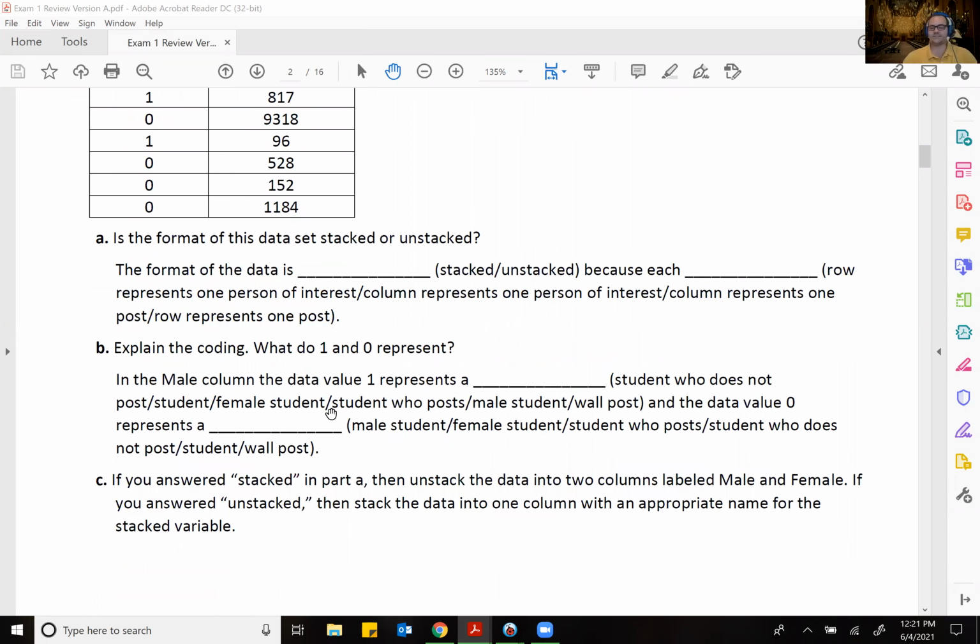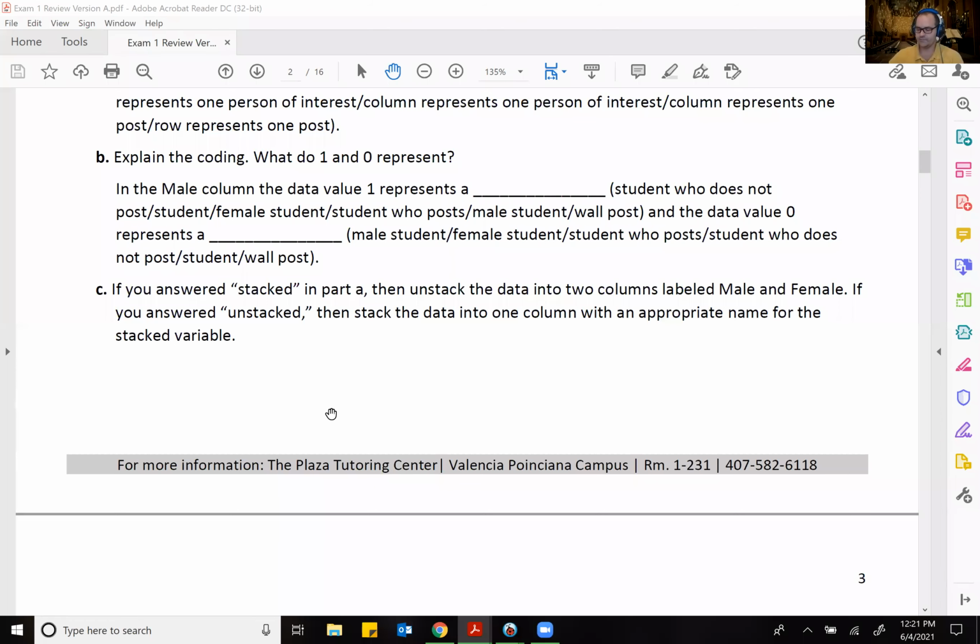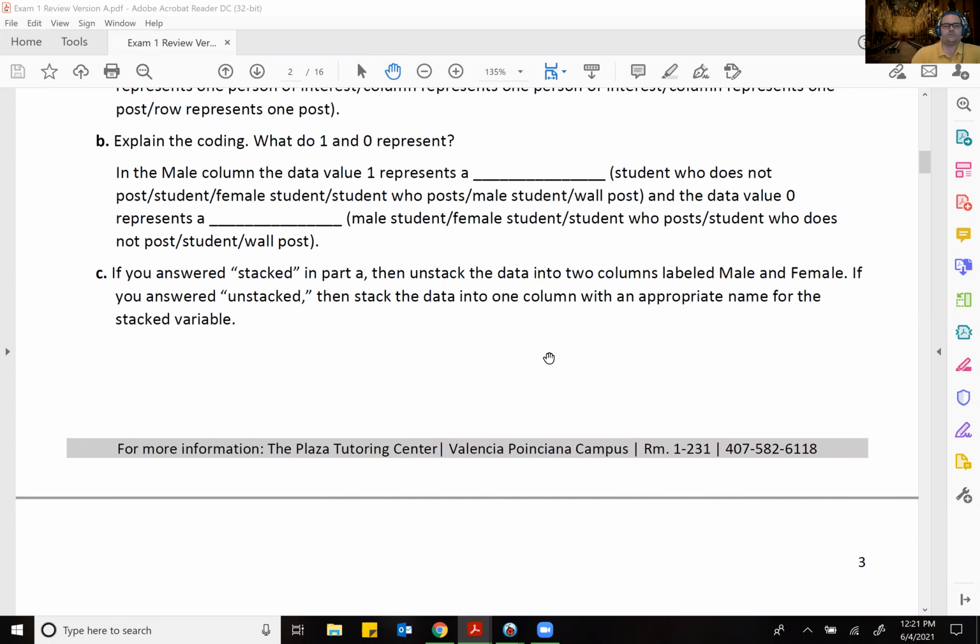And then part C. If you notice in part C, it says, if you answered stacked in part A, then unstack the two columns. If you answered unstacked, then stack them. So which one are we going to do for part C? Are we going to stack or unstack? Unstack. We're going to unstack.